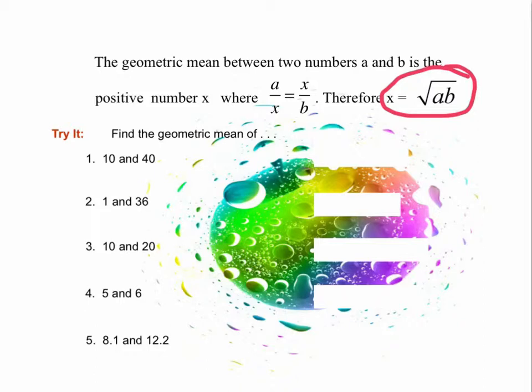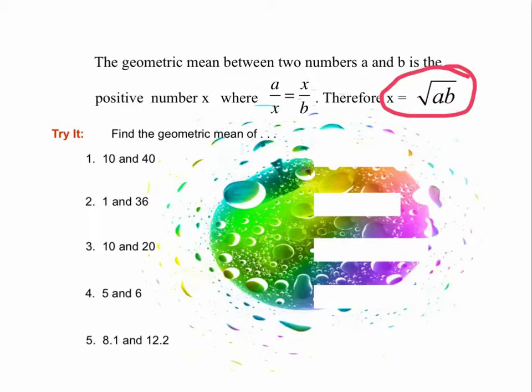For examples 1 through 5, I want you to find the geometric mean of these different numbers. Once you have done that using this rule, or by setting up the proportion and solving it by cross multiplying, those are two ways you can use, then resume playing the video and I will have the answers in just a second.